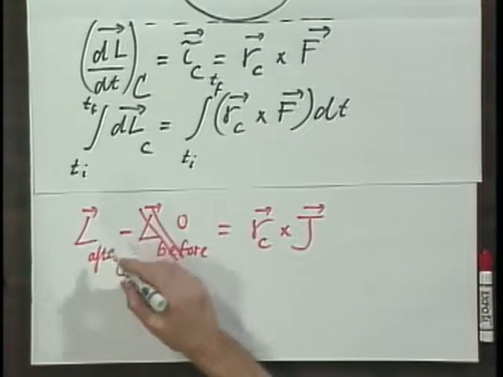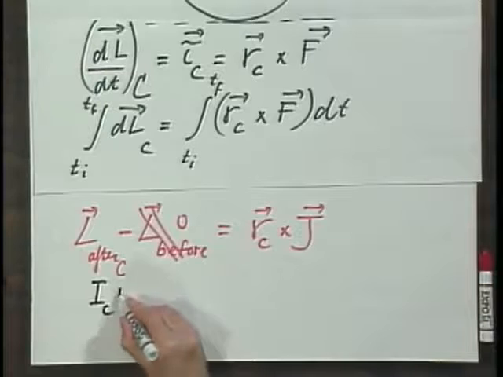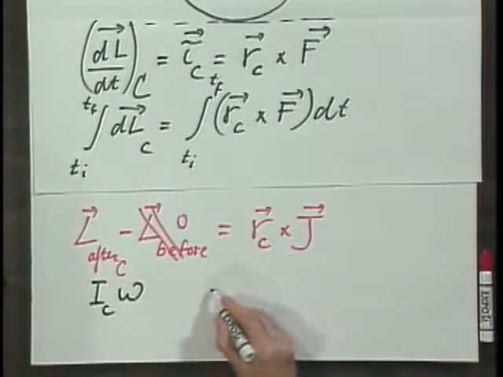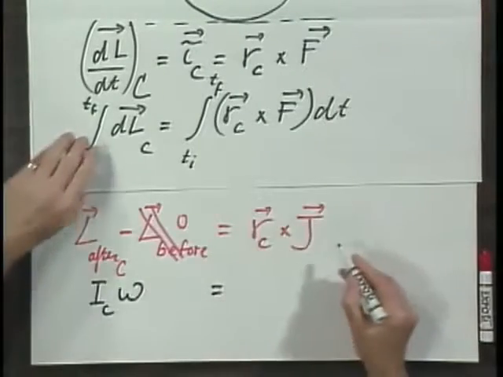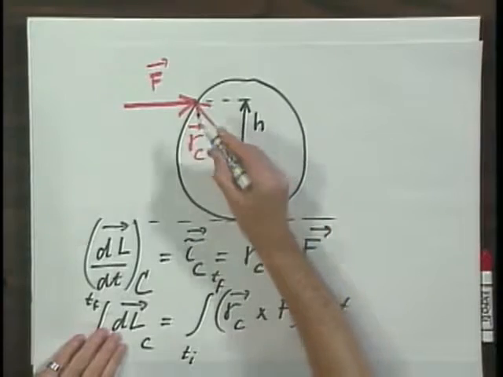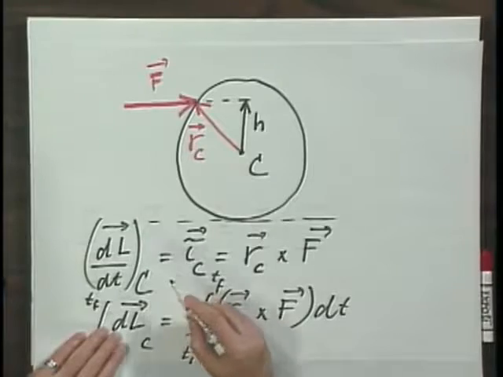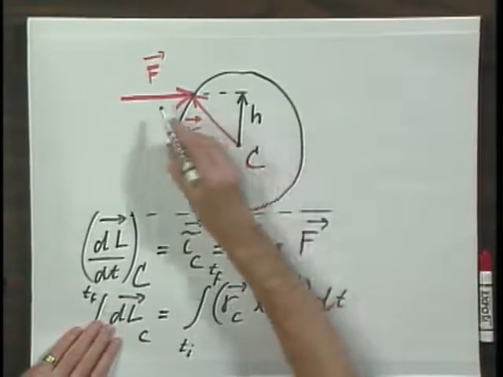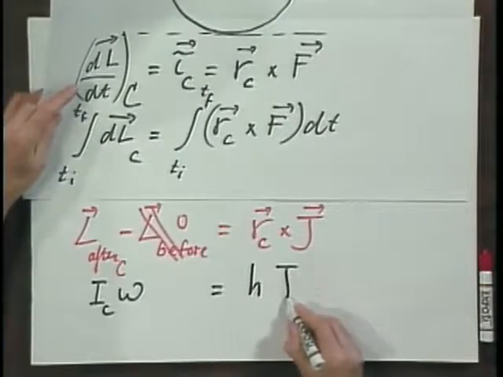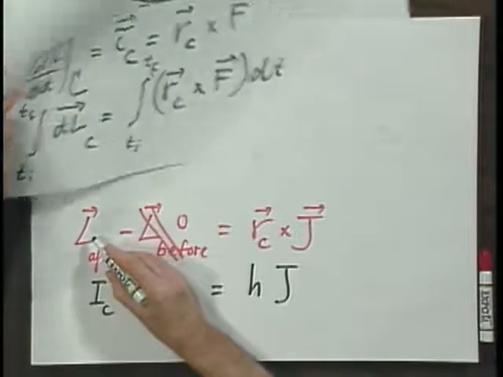The magnitude of the angular momentum about the center of mass is the moment of inertia about the center of mass times the angular velocity after the impulse has been given. And the magnitude of this quantity, and I want you to think of that yourself, r_C cross J, J is also in this direction, that is going to be h times J. And you work that out for yourself. So I get h times J. This is the magnitude of this vector. And this is the magnitude of this vector.